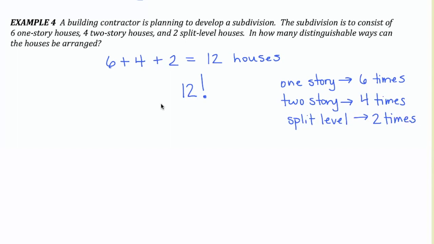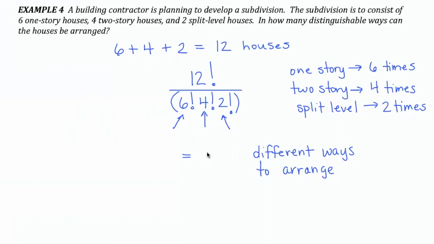So I need to reduce my total number of possibilities, always using division, and I need a separate factorial for each one of these items that repeats. So again, I've got one for 1 story, one for 2 stories, and one for split level. I'm going to make sure I always put my denominator in parentheses. And if you go to a calculator, type that in properly, you should get 13,860 different ways.